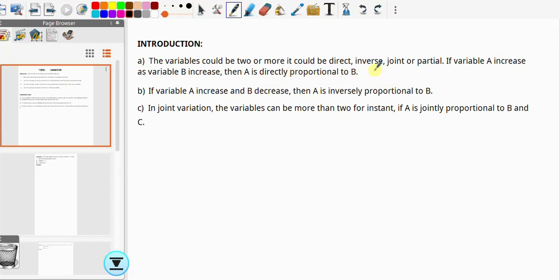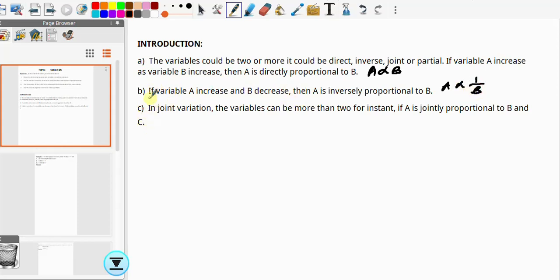And what does this mean? It means that A is directly proportional to B. The second one: if variable A increases and B decreases, then A is inversely proportional to B. This is what it means: A is inversely proportional to B. Right?